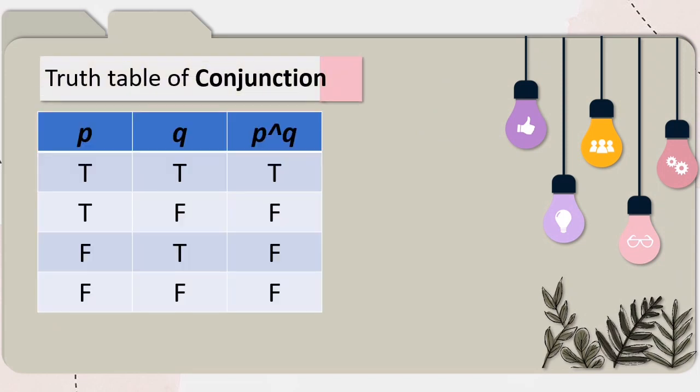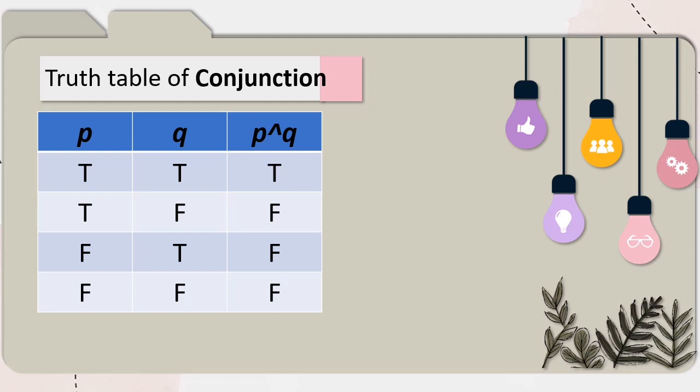So the second type of statement is conjunction. If P is your first statement and Q is the second statement, their symbol is P and Q, which can be read as P and Q. The conjunction of two statements P and Q is true when both P and Q are true. So the table is shown in the conjunction.